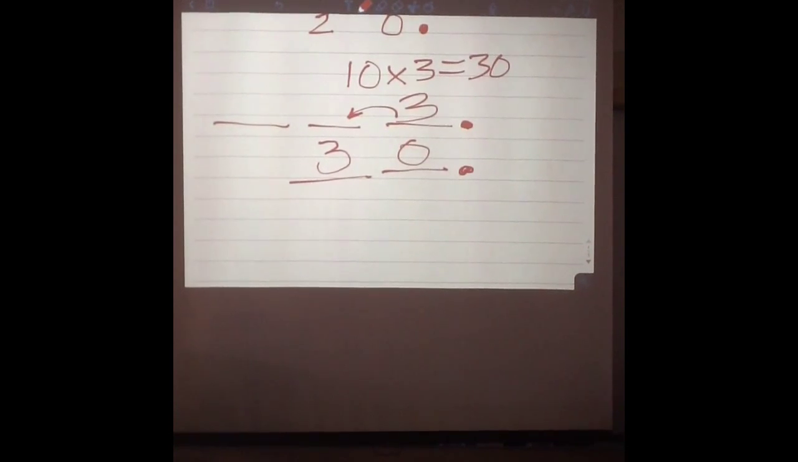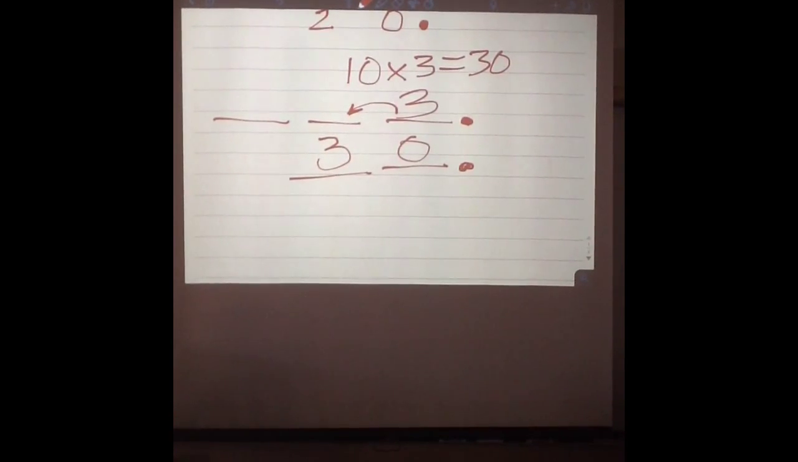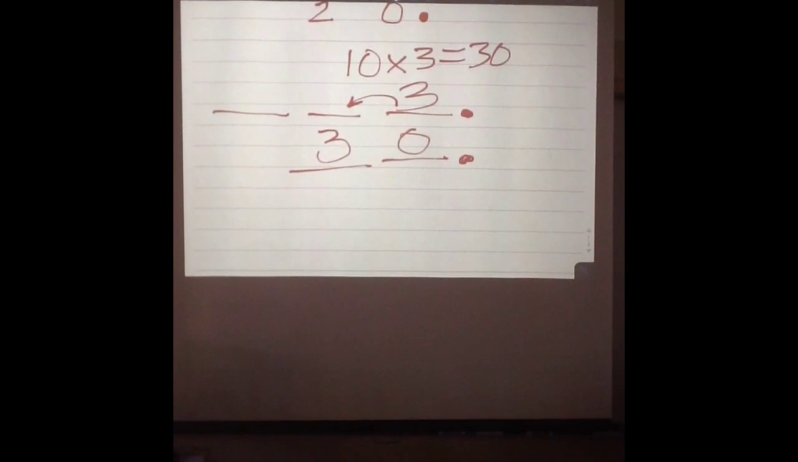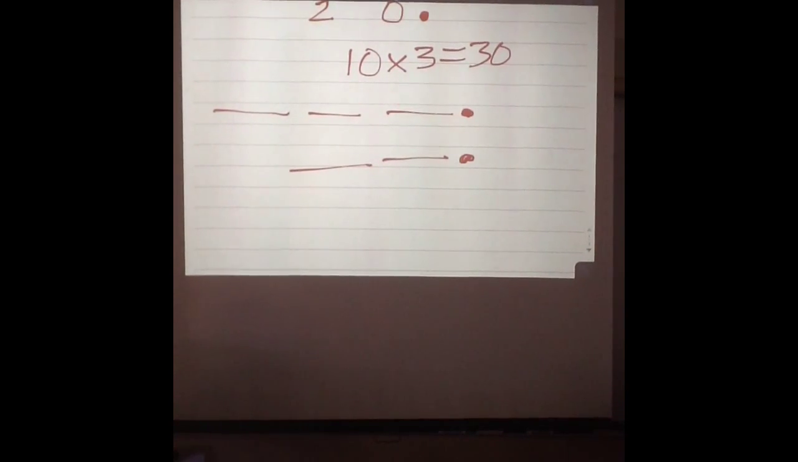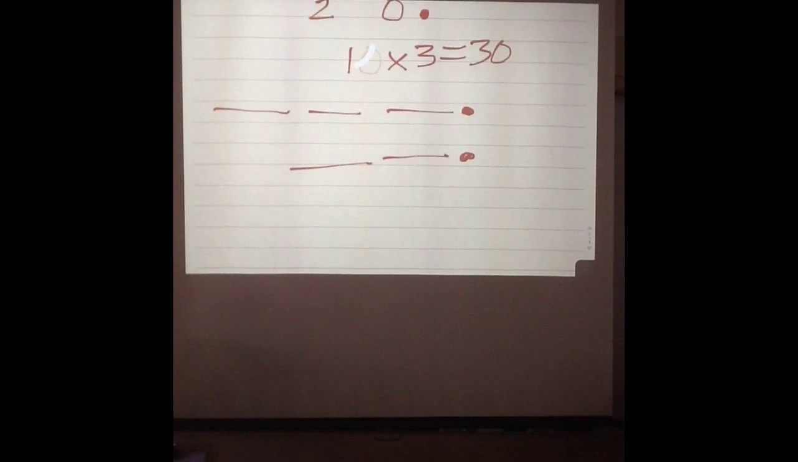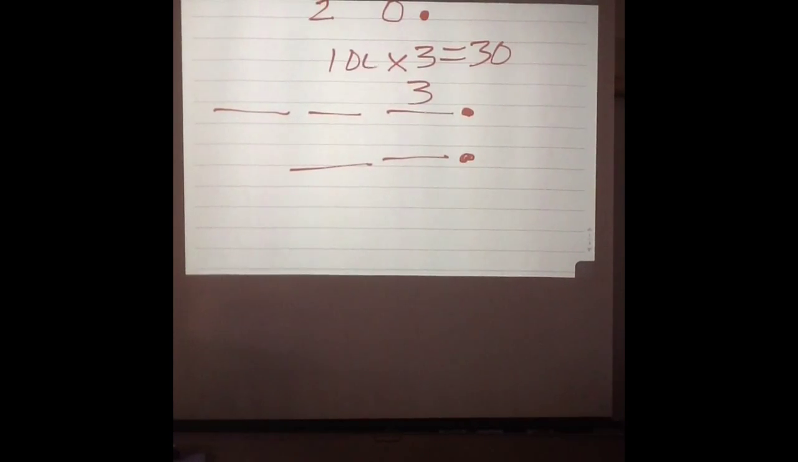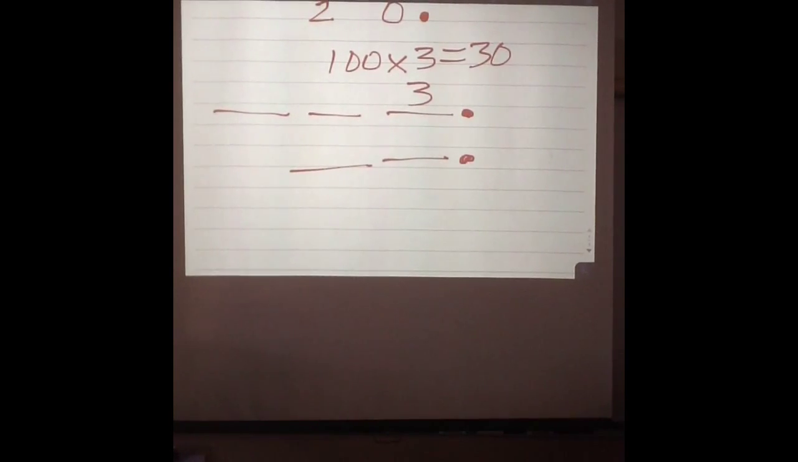Okay, let me take it up one more place. Let me erase this. You know what? I'm going to use the 3 again, so I'm going to leave it there. And let's multiply it by 100 this time. How many places do you think the 3 is going to shift, and in which direction? 2. It's going to shift 2 places, 1, 2, right? Why? Because there's 2 zeros.